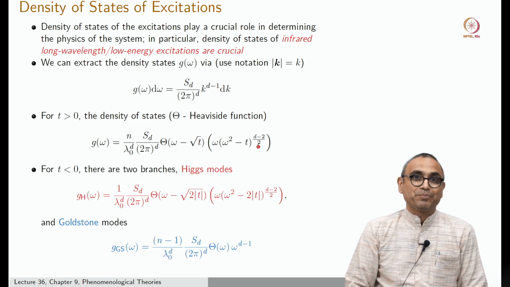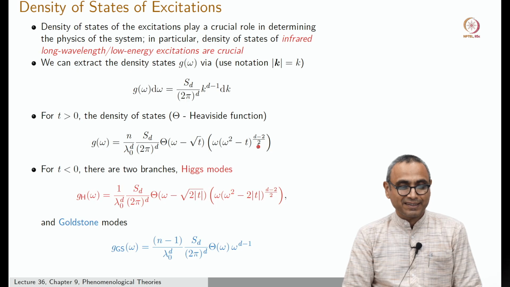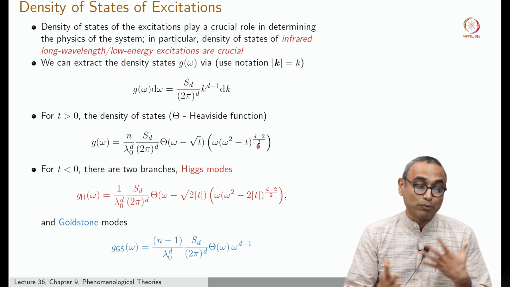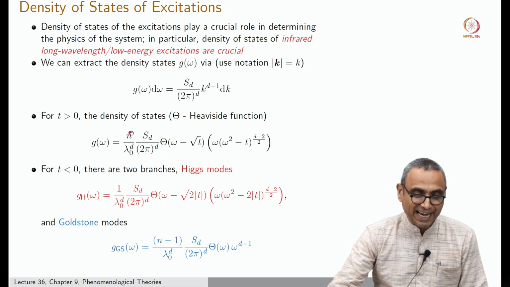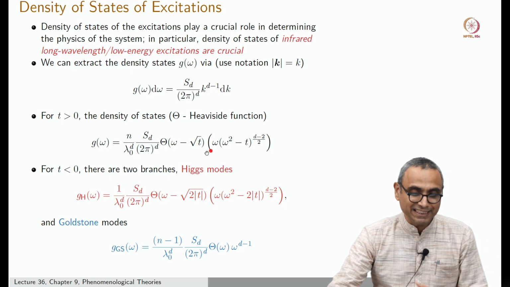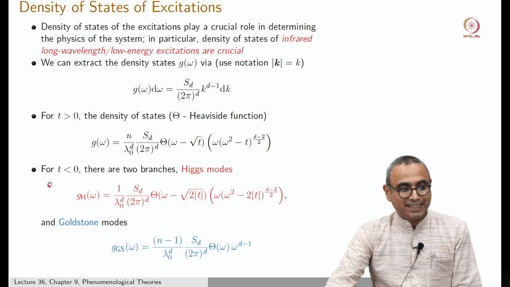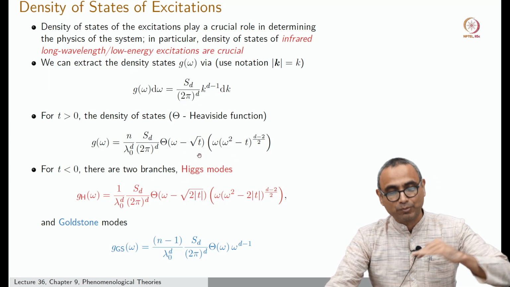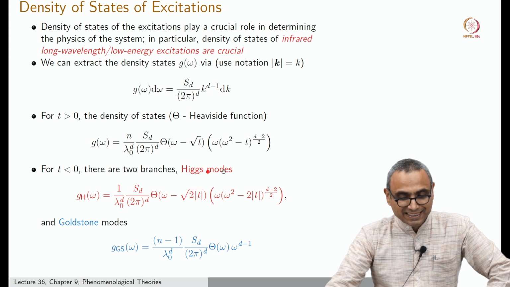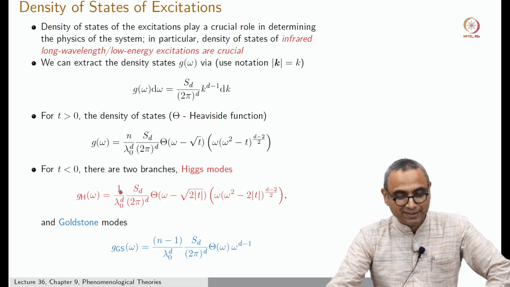Okay. When t is less than 0, you will see that the excitation mode has two branches, right? Let me comment here that in this case the n comes from the fact that there are n modes and each mode will contribute to this density of states, so I have to multiply it by n. So when t is less than 0, there are two branches. There is the Higgs mode, which is the amplitude mode, and that will produce the same result as before at t greater than 0. There is only one mode, so that is 1, and the gap is square root t, and that is what you have here.